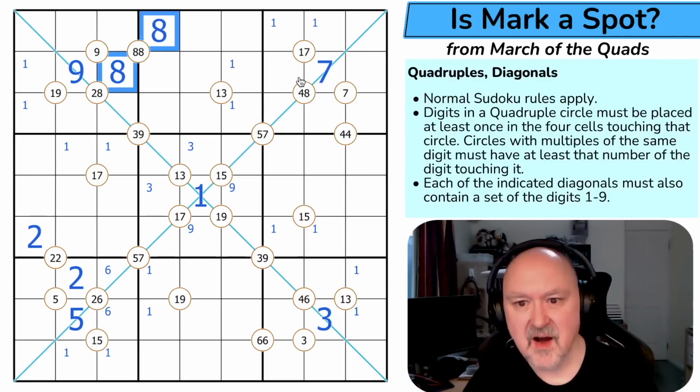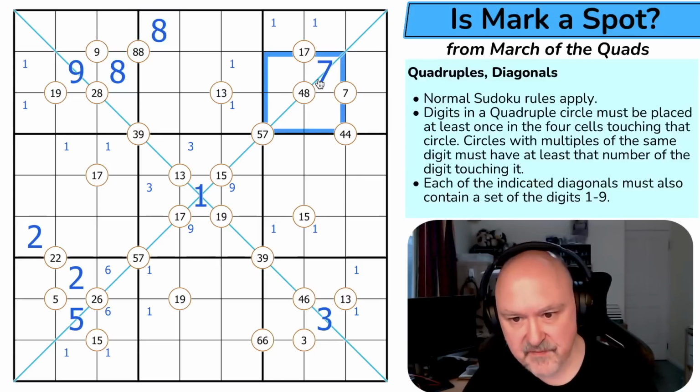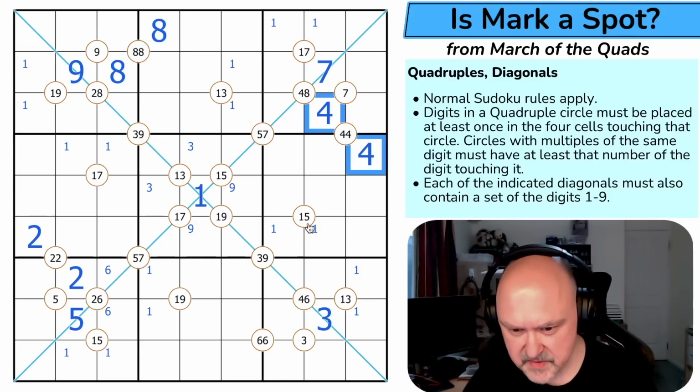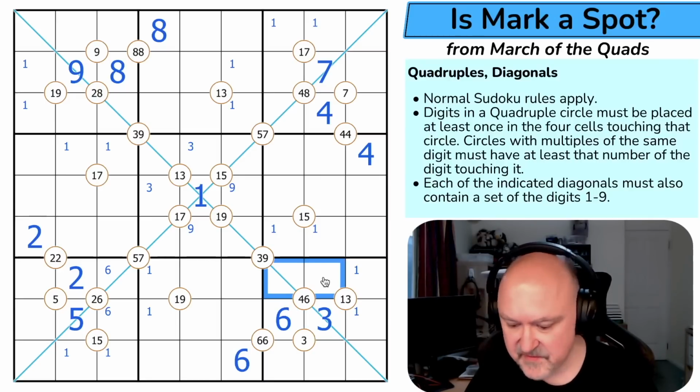These are the 8's. I can't put the 4's like this because then the 4 needs to be around here. These are the 4's. And I can't put 6's like this because the 6 needs to be around here. These are the 6's. Now there's a 4 in one of those 2.